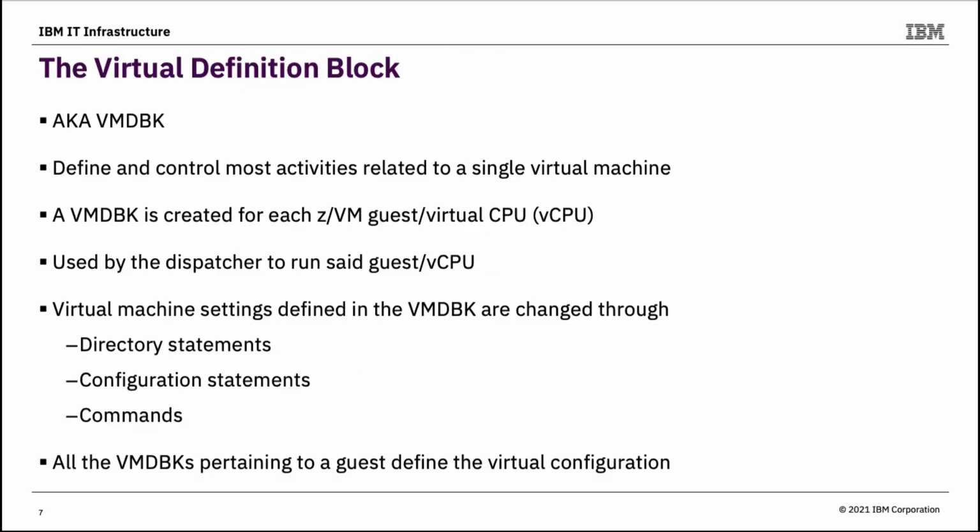So our virtual machine settings are defined through various channels here. We have our directory statements, our configuration statements, and our commands that would actually change certain settings within our virtual definition block. And each virtual definition block that is defined by our principal user or that first user statement encompasses an entire virtual configuration for that user. So every virtual CPU you define or adjunct you define for a user defines its virtual configuration.